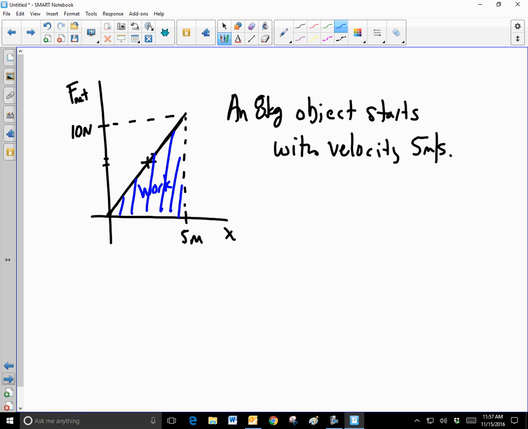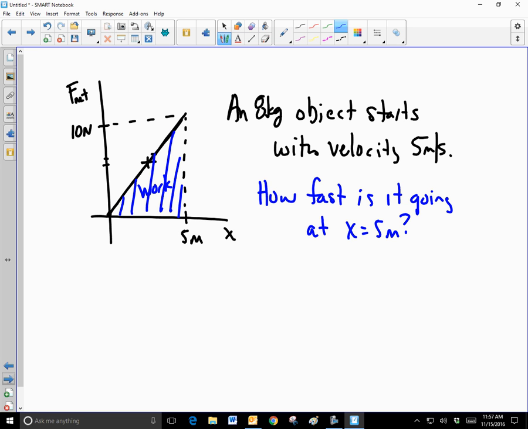Okay. Can you figure out at 5 meters? Sure. So I know how much energy it starts with. What type of energy does it have? Kinetic. So it has kinetic energy.